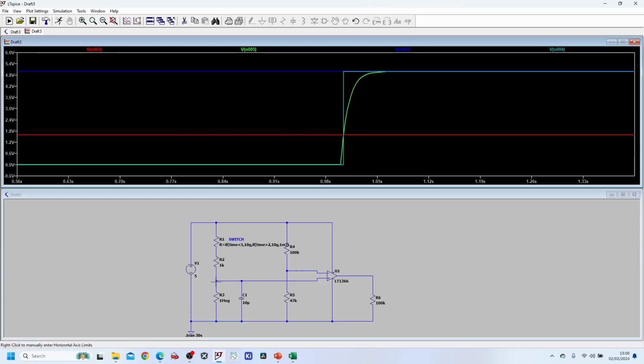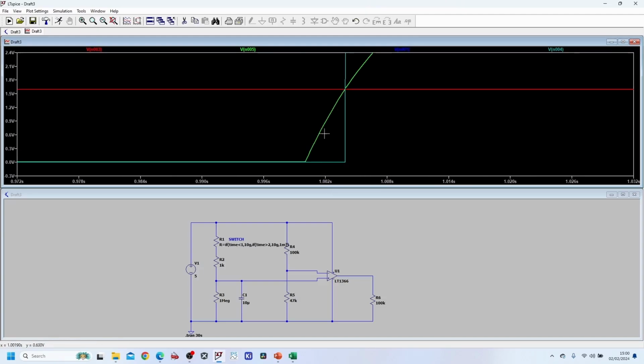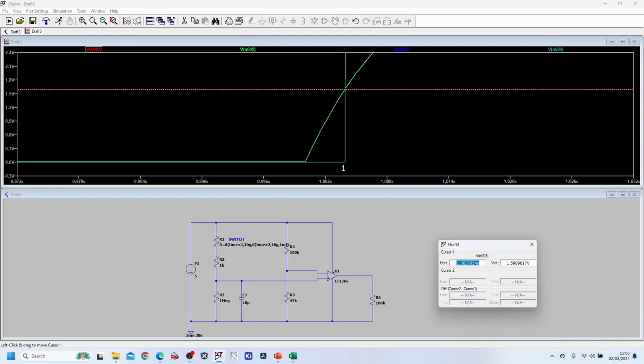We basically need the non-inverting input to go above the inverting input to switch the output to on, and that obviously happens very quickly, as you can see over here. The output switches on in roughly 3 milliseconds, which you can see from here. So that is the starting point, and that is when the output switches on.